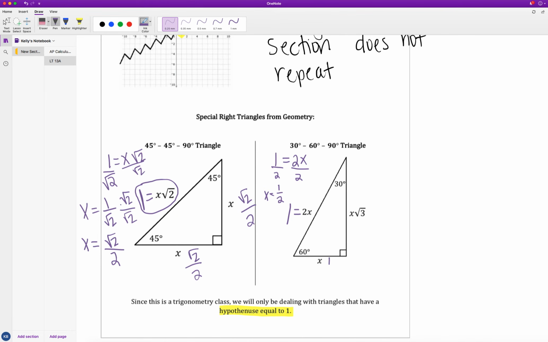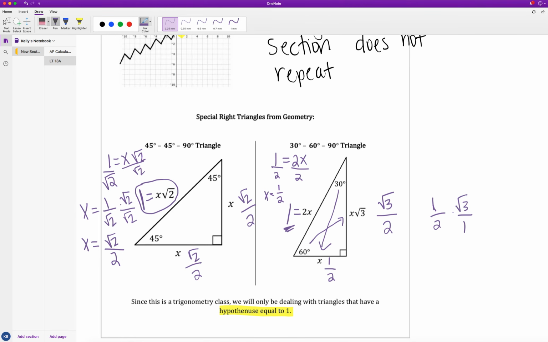What that tells me is that the side now opposite the 30 degrees, so across from the 30 degrees, is going to be equal to 1/2, and the side across from the 60 degrees, if I replace x with 1/2, is now going to be root 3 over 2, because I get 1/2 times root 3, which is really root 3 over 1. So when I multiply directly across, we get root 3 over 2. And our hypotenuse is going to be equal to that 1 value.